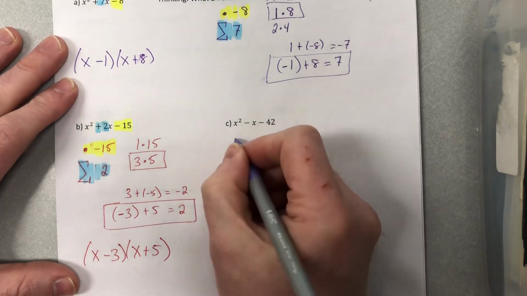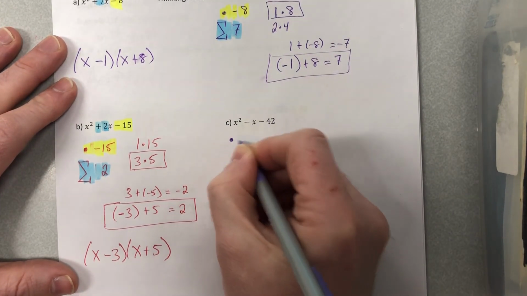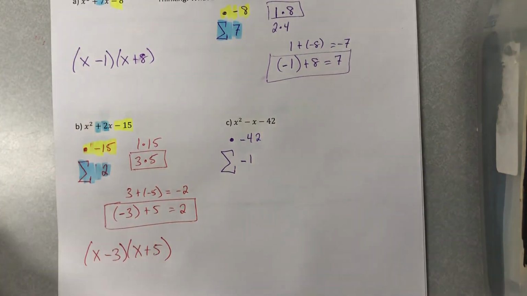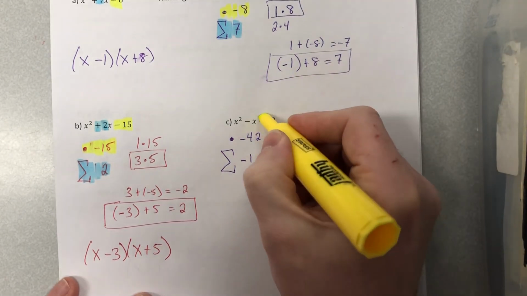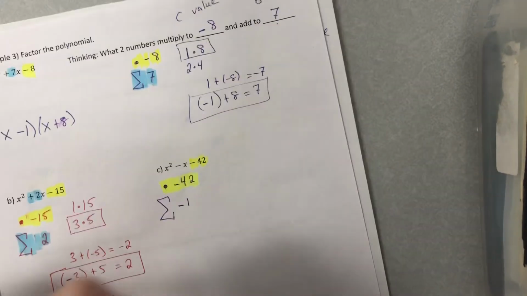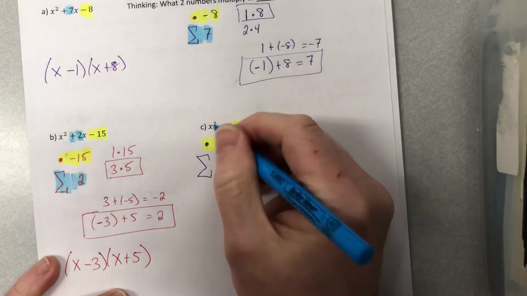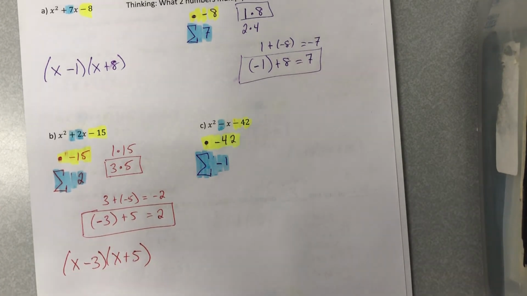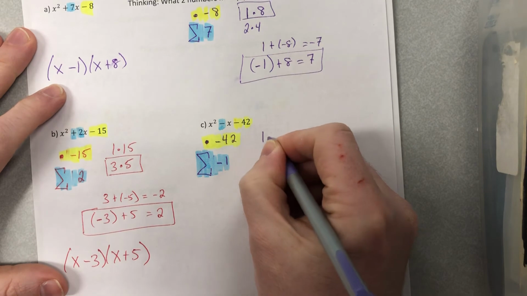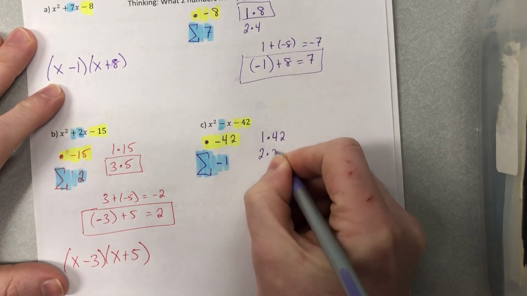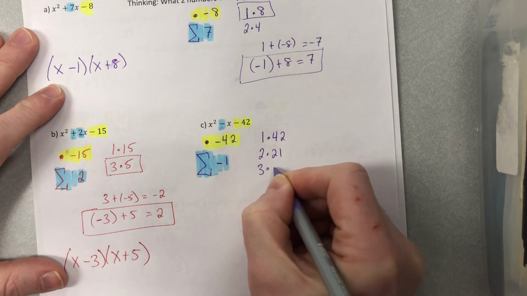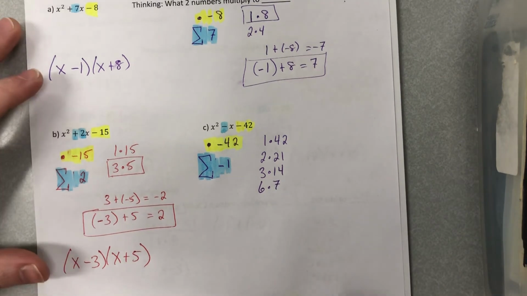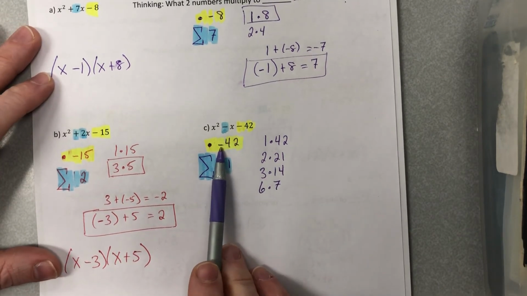Our last one here, remember, we're going to multiply to our c, which is negative 42, and we're going to add to negative 1. Remember, there's that negative 1 in front of the x. When it's a negative product, remember, we need to do all of our factors: 1 and 42, 2 and 21, 3 and 14, and 6 and 7.